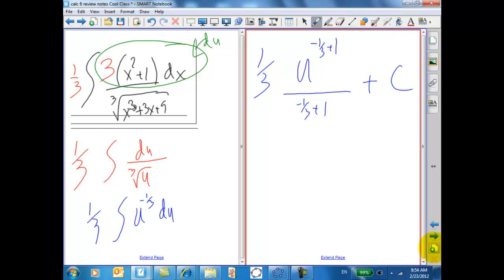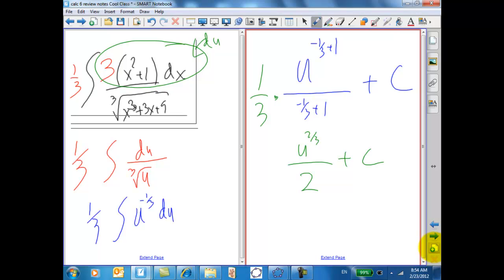Now here's where that 3 can come in handy. Because of the 1/3 times, the 3 can distribute through here. You get negative 1 plus 3, or 2, on the bottom. So you have u to the 2/3 over 2 plus c.